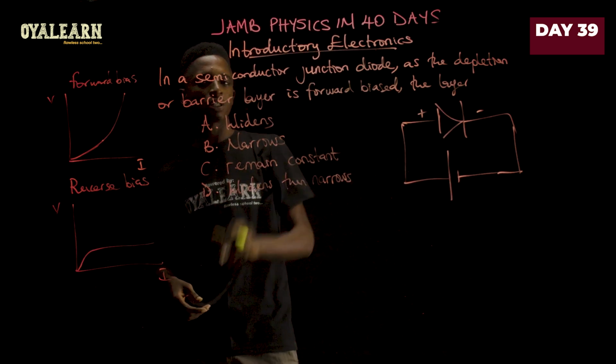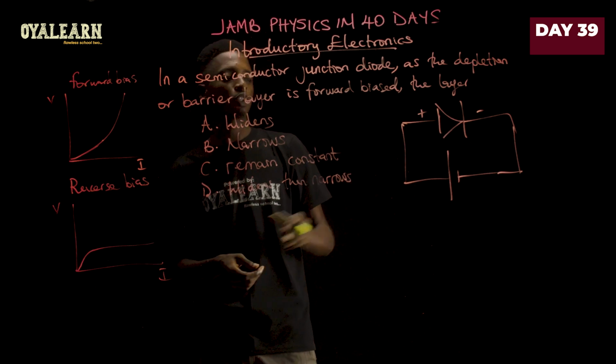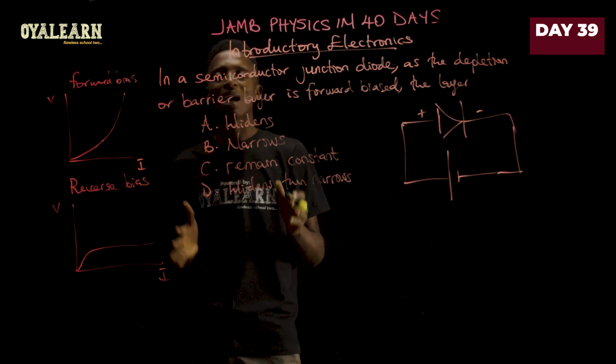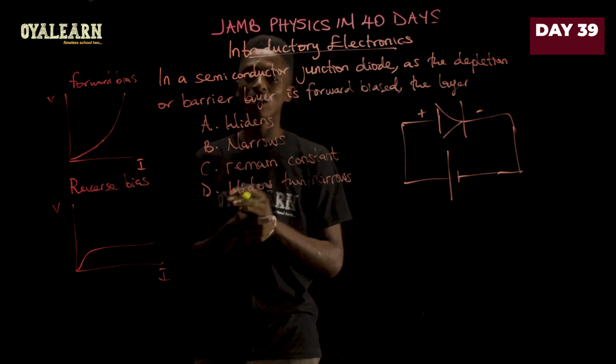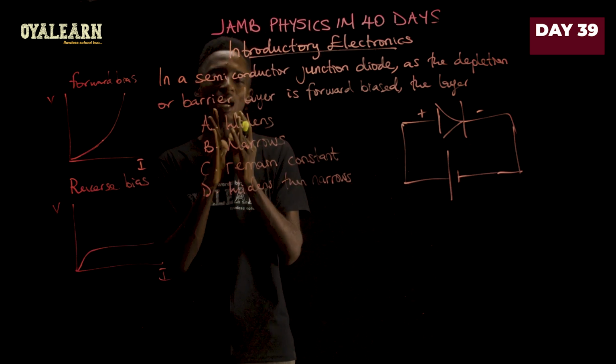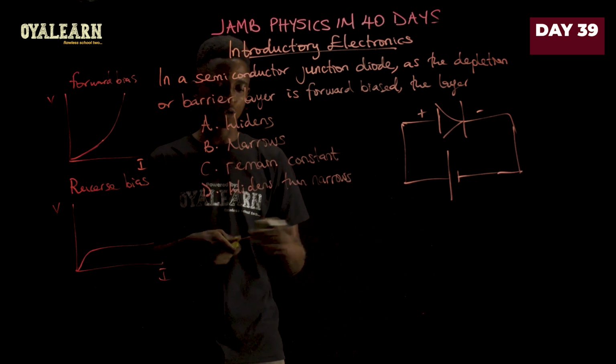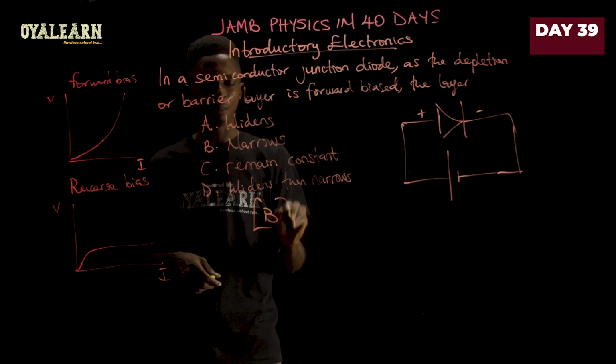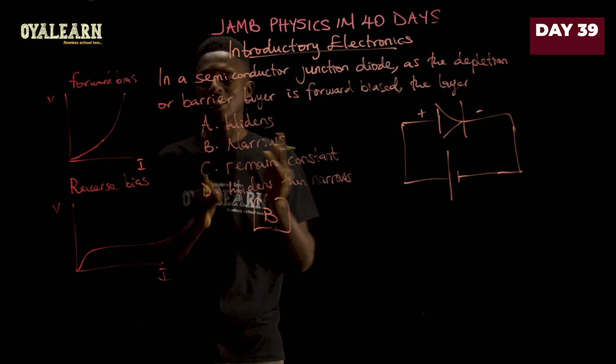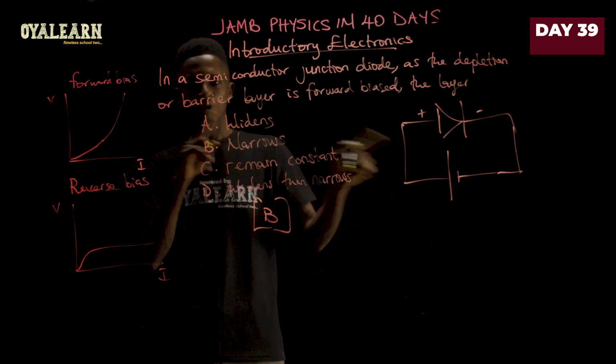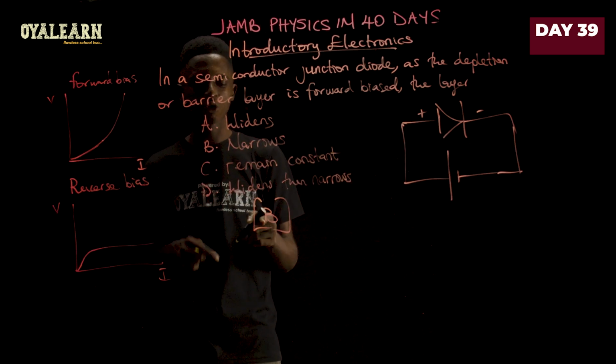So since this question is talking about the forward bias part, which means that it is more of a conductor, that means the depletion barrier or depletion layer should be narrow or small. So the option to go for here is therefore B. But don't forget that if it were reverse bias, it would be wide. Okay, so that's the difference, but this one is narrow, so we go with B.